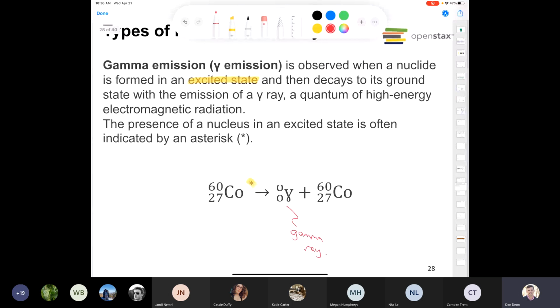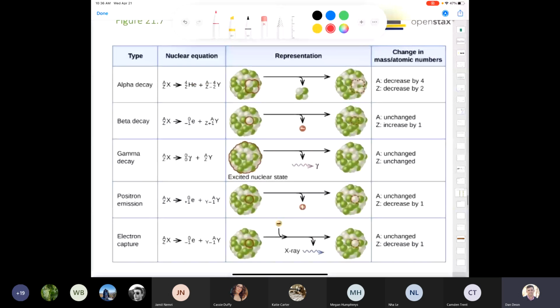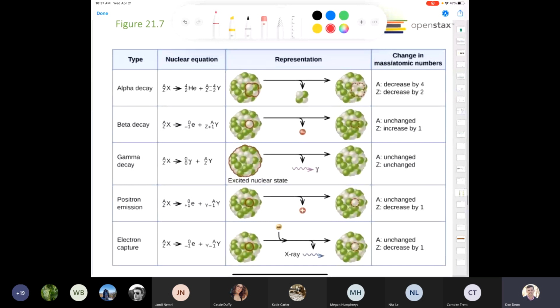We're running out of time here. I didn't get as much done as I wanted to, but we got plenty of time on Friday and Monday. And this is just a summary of the different types of decay and electron capture that we looked at. And so everything that we just covered is basically summarized in this figure. And we'll move on from here on Friday.